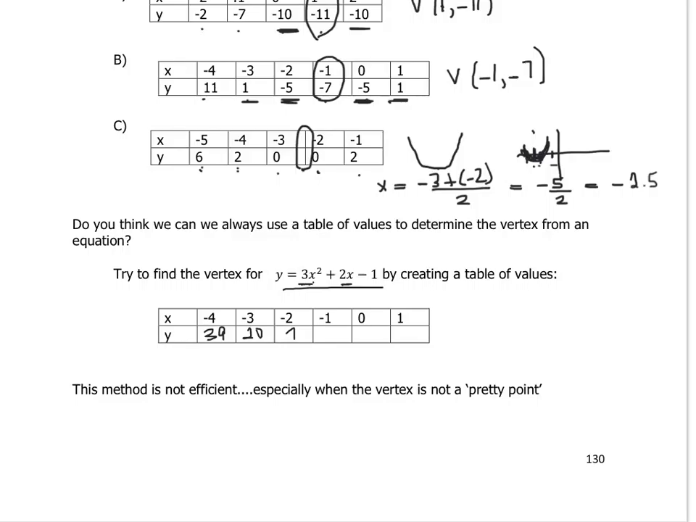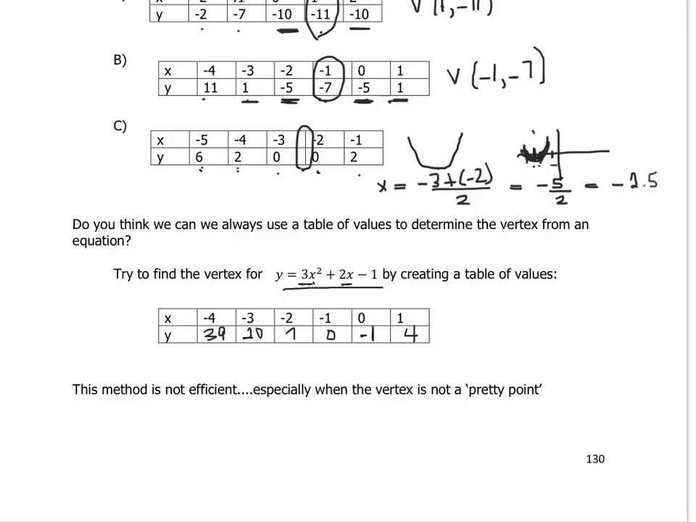Plug in -1, we're going to get -1 squared, which is 1, times 3 is 3. 2 times -1 is -2. So 3 minus 2 is 1. 1 minus 1 is 0. Then we plug in 0, we're going to get the constant -1. And then if we plug in 1, we're going to get 3 plus 2 is 5, minus 1 is 4.